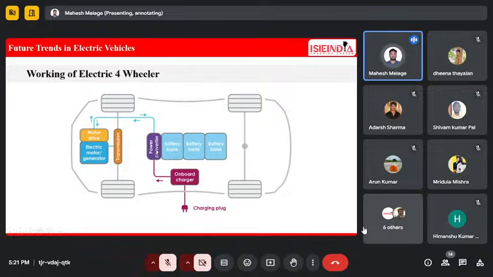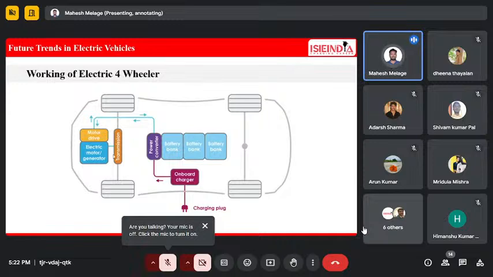Converter unit: it converts the power as per the requirement of the motor. Means it provides high voltage, low voltage, constant current, constant voltage. These are the charging parameters or driving parameters of the electric motor also. BLDC motors are used in two-wheeler applications. In three-wheeler or four-wheeler, it goes to the PMSM, permanent magnet synchronous motor, or SRM, switched reluctance motor, like that.